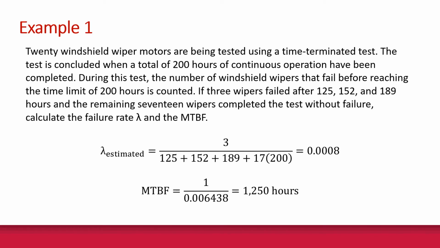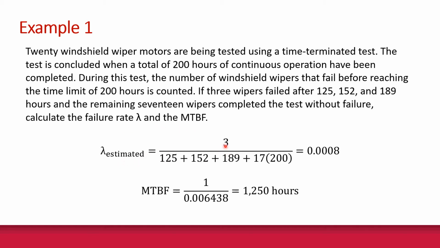So let's take a look at a quick example. Let's suppose we have 20 windshield wiper motors being tested using a time-terminated test. The test is concluded when a total of 200 hours of continuous operation have completed. During the test, the number of windshield wipers that failed before reaching the time limit of 200 hours is counted. If 3 wipers fail after 125, 152, and 189 hours, and the remaining 17 wipers completed the test without failure, calculate the failure rate and the mean time between failures.